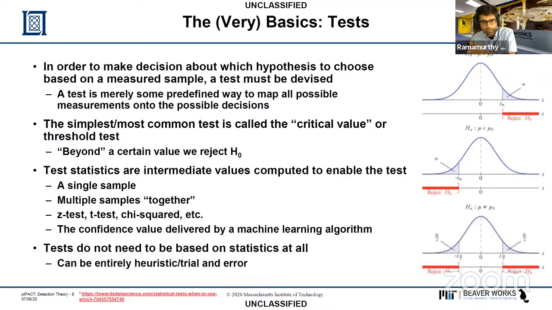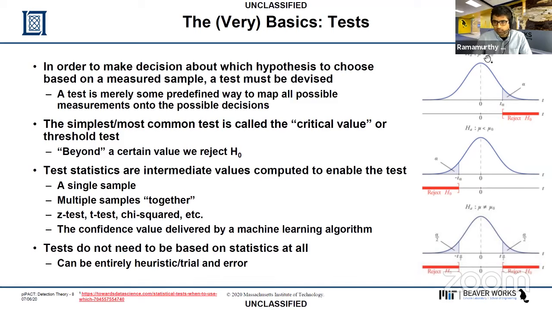If you were going to do that, then you would have to collect so much data and do so much additional work that it just wouldn't be viable. So we had to do some approximations. But the simplest or most common test is called a critical value or threshold test. Basically it's saying that we take the measurement, and if that measurement value exceeds or is beyond a certain value, we reject H0, we declare H1, all right?